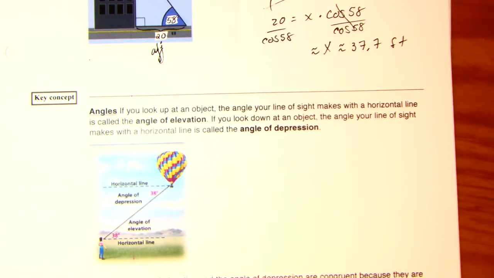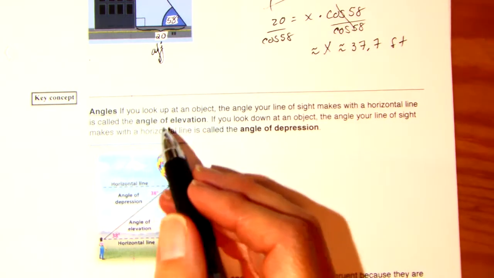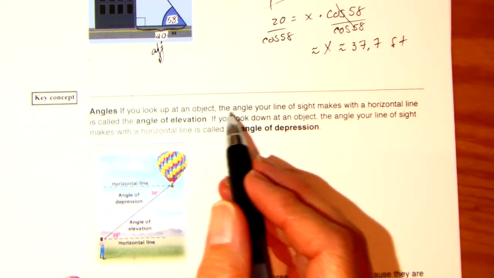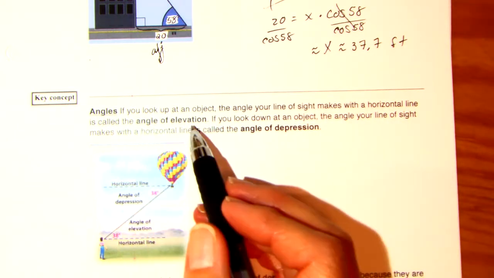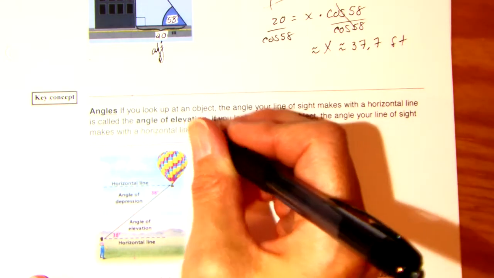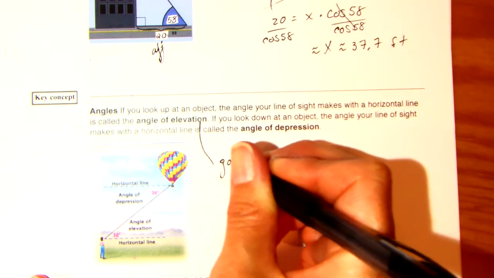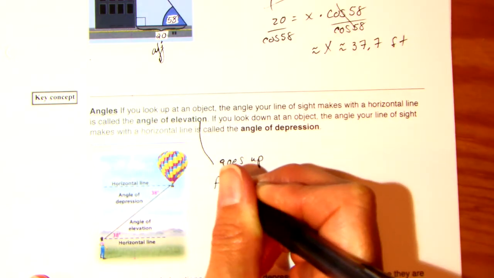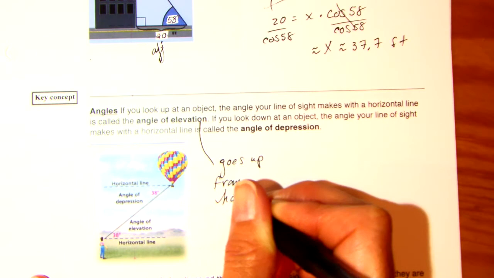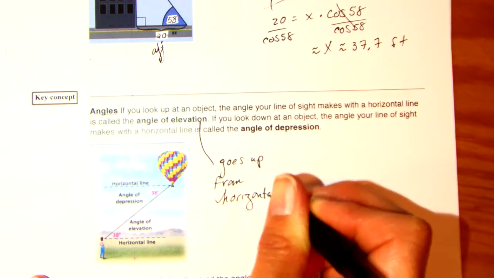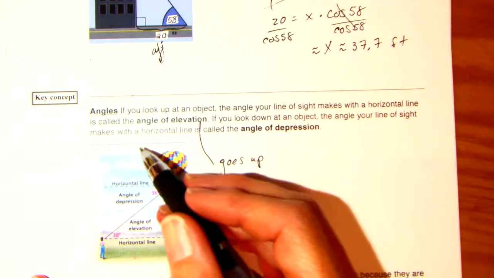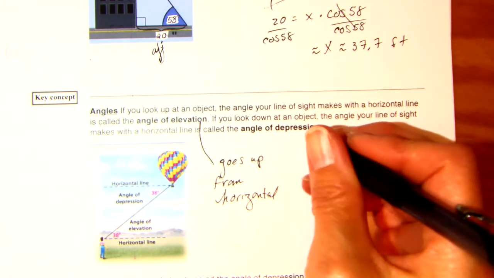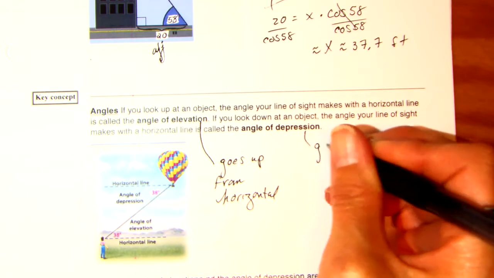Okay, so key concept. Have you ever heard of angle of elevation and angle of depression? If you look at an object, the angle the line of sight makes with a horizontal line is called angle of elevation. So angle of elevation basically goes up from a horizontal. If you look down at an object, the angle your line of sight makes with the horizontal line is called the angle of depression. This goes down from horizontal.